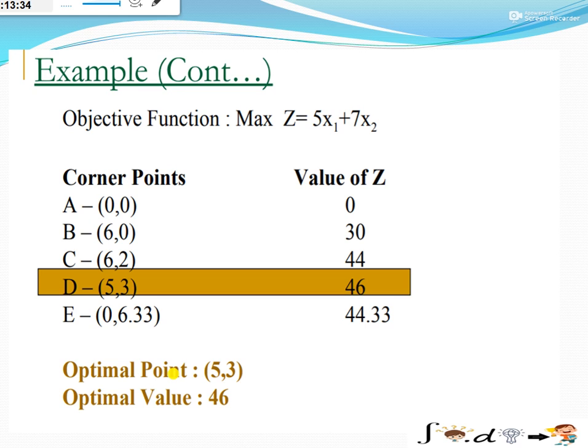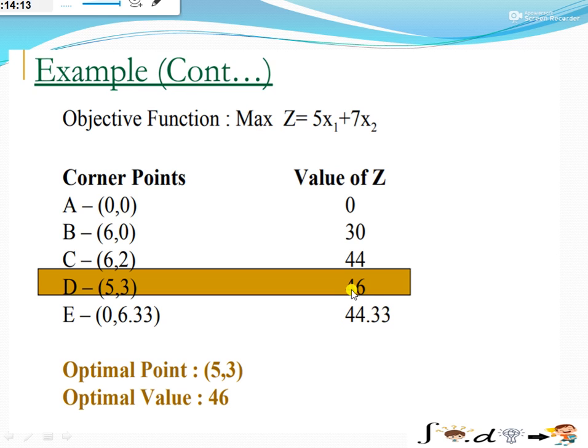And now the objective function Z is equal to 5x1 plus 7x2, यानी कि ऑब्जेक्टिव फंक्शन के अंदर हमने ये कॉर्नर पॉइंट सब्स्टिट्यूट किए. A(0,0) सब्स्टिट्यूट किया, you will get 0. B(6,0) सब्स्टिट्यूट किया, 5 into 6 plus 7 into 0, that means 30. And C(6,2) सब्स्टिट्यूट किया, that means you will get 44. D(5,3) सब्स्टिट्यूट किया, 46. और E सब्स्टिट्यूट किया तो हमारे पास आ गया 44.33. हमने क्या करना था, मैक्सिमाइज. अब इन Z में से जो मैक्सिमम वैल्यू है, मैक्सिमम वैल्यू इज 46.